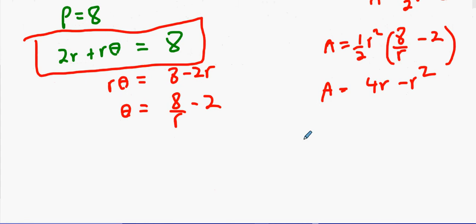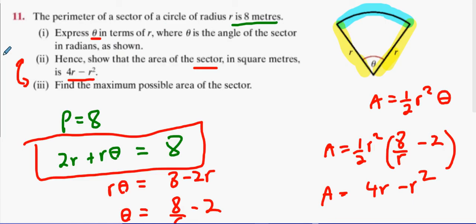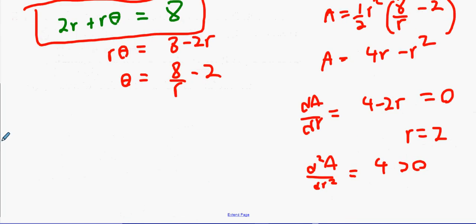Maximum. Do dA/dr. dA/dr is 4 minus 2r. Slope is 0 when it's a maximum. That means your radius is 2. Your second derivative is 4, which is bigger than 0, which makes it a... Oh dear. Oh, sorry. Your second derivative is minus 2, which is less than 0, which makes it a max.